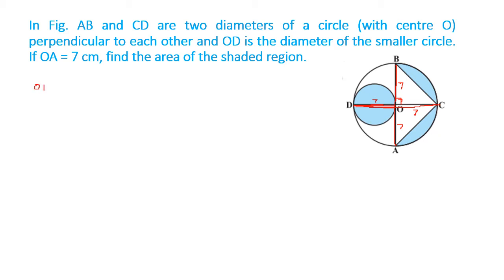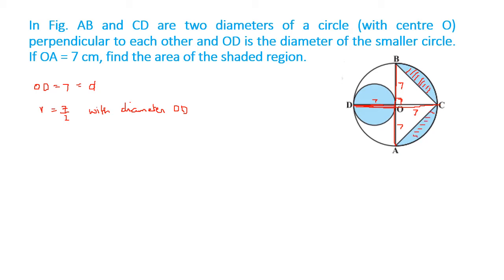So we can say OD equal to 7, which is the diameter of the smaller circle. So radius of smaller circle equal to 7 upon 2. Okay, smaller circle. This is the radius of the circle with diameter OD. Okay. Now, how to find this region first?